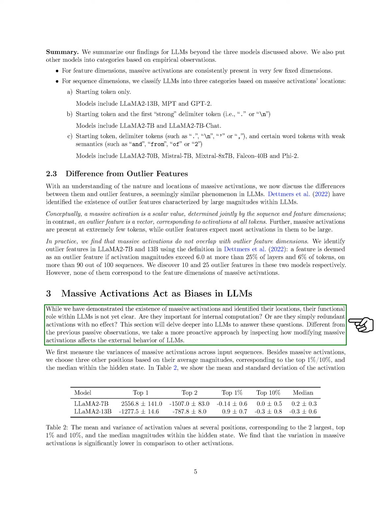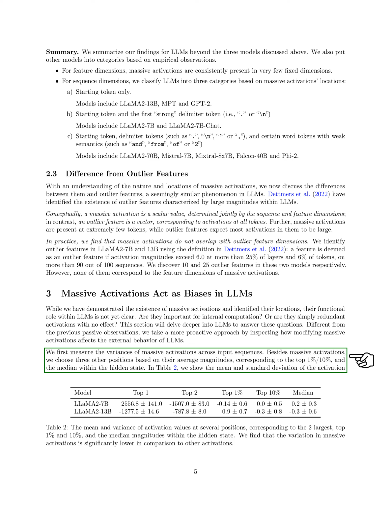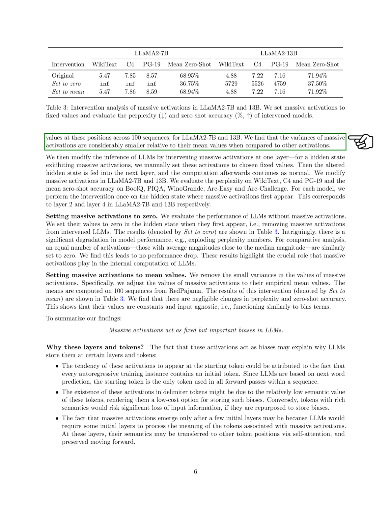We began by examining the variability of these massive activations across different input sequences. In addition to focusing on massive activations, we also looked at 3 other types of activations based on their average sizes, specifically the top 1%, top 10%, and the median within the hidden states. By analyzing 100 sequences in 2 versions of the Llama model, we noticed that the variability of massive activations was relatively small compared to their average values, especially when compared to other types of activations.